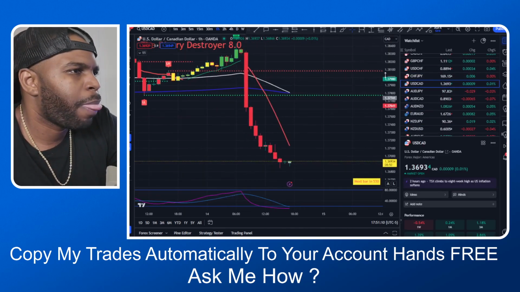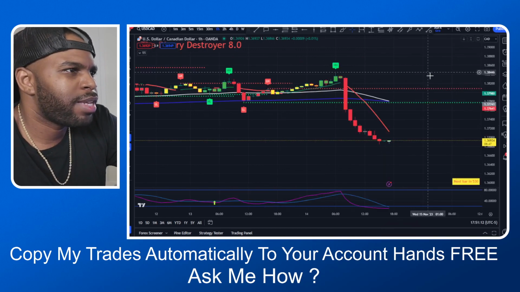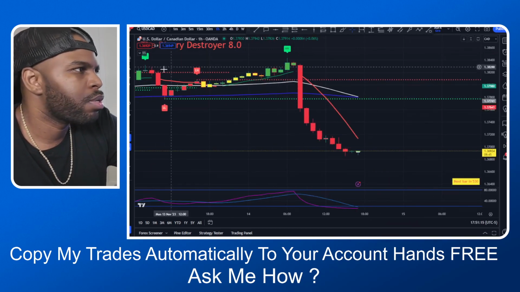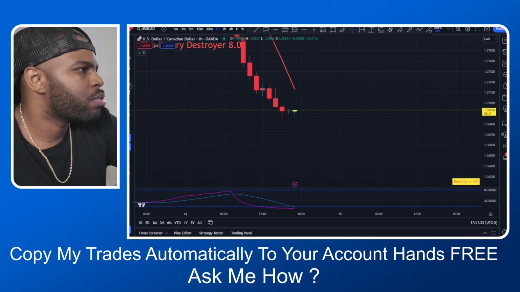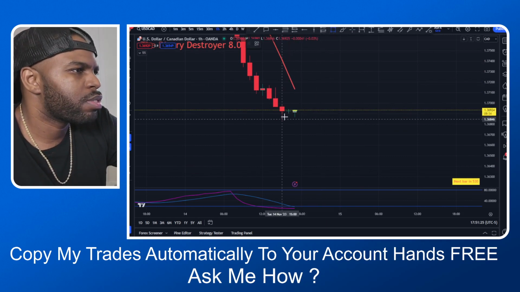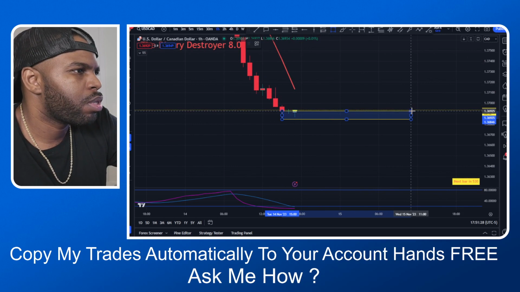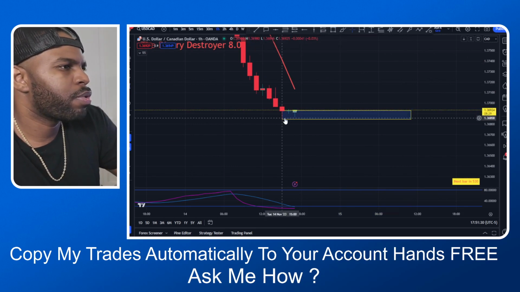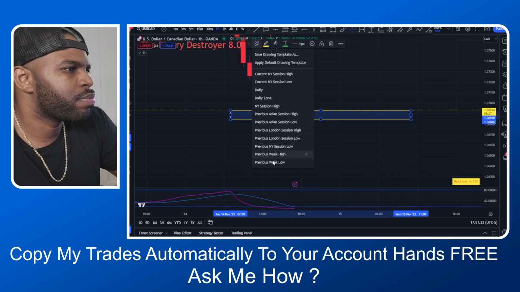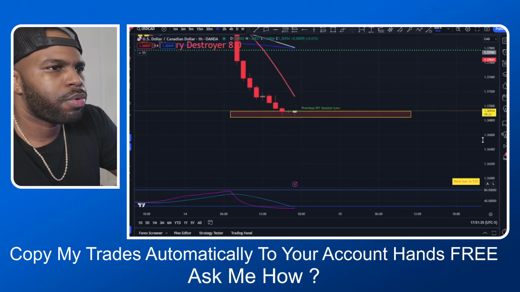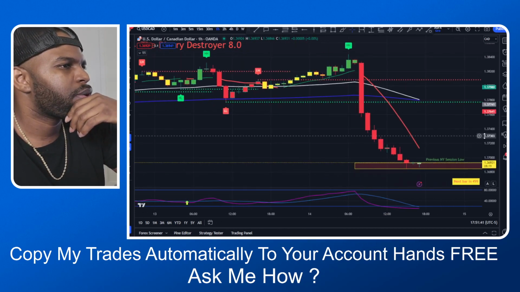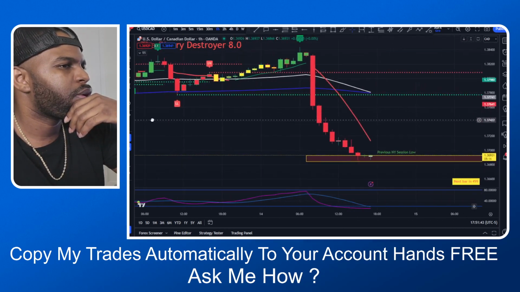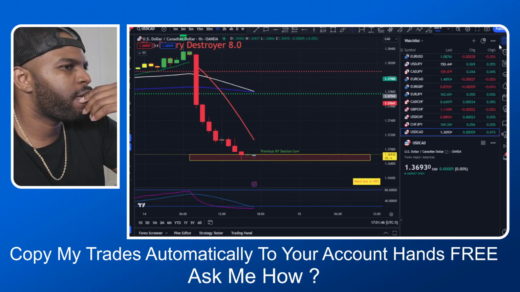USD CAD bearish because of the CPI data that came out today. So yeah, this is our US session high. This is our US session low. So what I could do is, since price is closer to the low, I can just draw my US session low here. Boom, voila. So we'll see what happened there. Okay, so we'll just wait and see what price does on that.